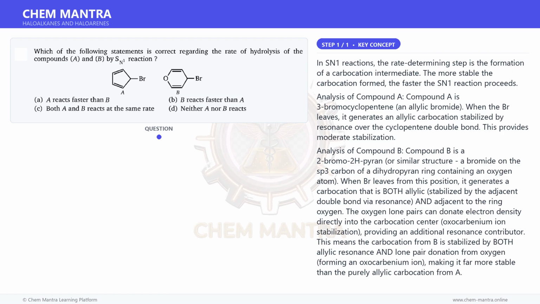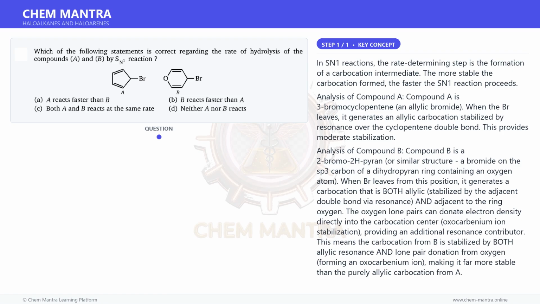Comparison: the carbocation intermediate from B is stabilized by two resonance effects, vinyl allylic plus oxygen lone pair donation, while the carbocation from A is stabilized only by allylic resonance. Therefore, B forms a more stable carbocation intermediate, lowering the activation energy for the rate-determining ionization step, and B undergoes SN1 hydrolysis faster than A.